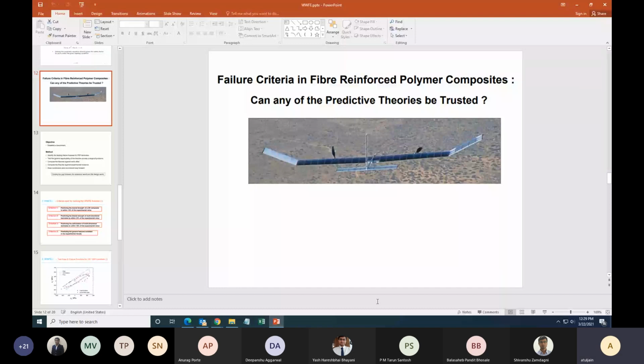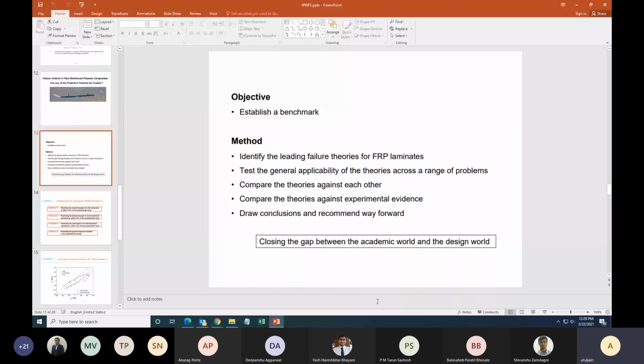So this was conducted in 2001. As I said, the first failure exercise was 2001. The second and third ones are ongoing currently. So the objective is to establish a benchmark. And the method was, first of all, the organizers identified the leading failure theories for fiber reinforced laminates, and they tested the general applicability across a range of problems. The theories were compared against each other and also against experimental evidence, and then conclusions were drawn. The idea is that let us close the gap between the academic world and the design world.